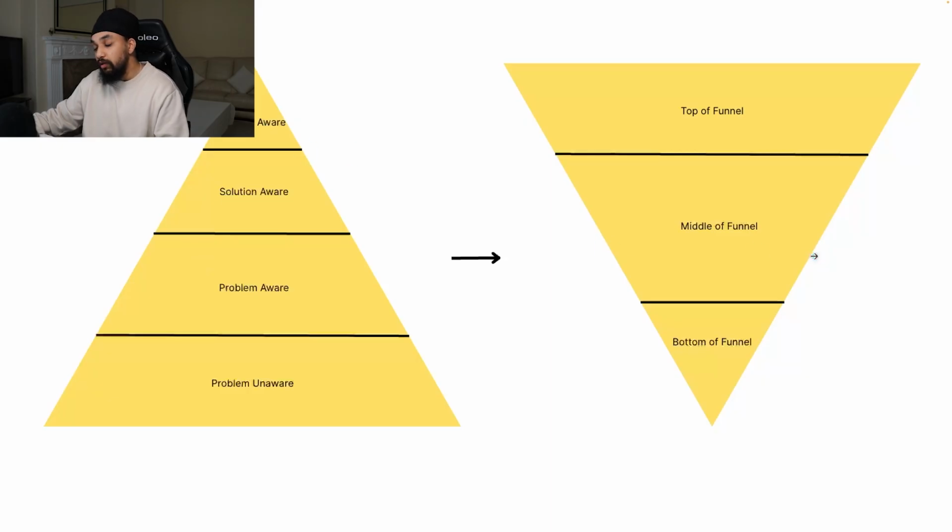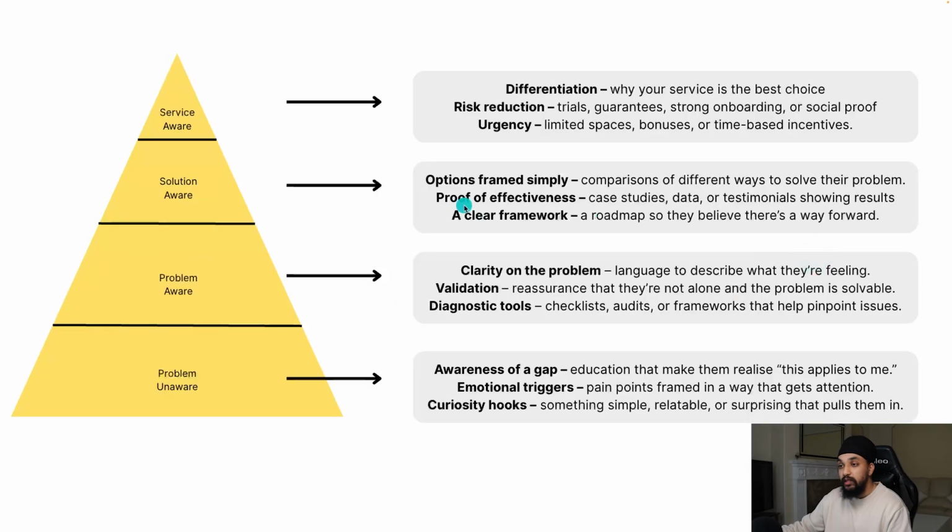Now, the last thing I wanted to run through is, if you're looking at this problem pyramid and you're like, okay, great, I get it, I understand why this is important, what you can actually do practically is start applying these different things to your marketing. So we'll start off with problem unaware. If someone doesn't know who you are, you can do things like create an awareness gap. So educational content that makes them realize that there's an issue in your life that applies to that person.